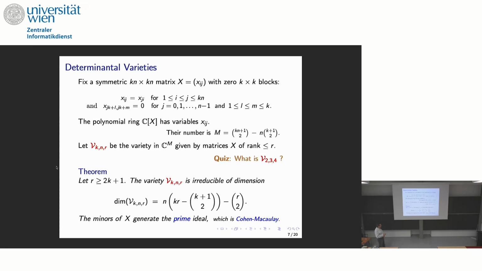Moreover, it's better. There are some blue adjectives that say very nice. So the minors generate the prime ideal. And in fact, the ring is Cohen-Macaulay. So it's a really, really nice situation.